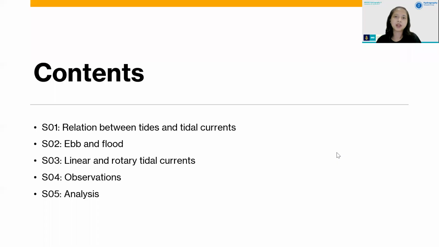So this module is divided into 5 segments. The first one, we are going to talk about the relation between the tide and tidal current to answer that question that I just posed to you. And then the second, we are going to talk about ebb and flood, and especially the difference between a nearshore and an offshore environment. And the third one is going to be about the linear and rotary tidal current. It's basically the idea that tidal current is different in one setting to another. And then we will close it with observations and analysis. So it's going to be a very well-rounded module.